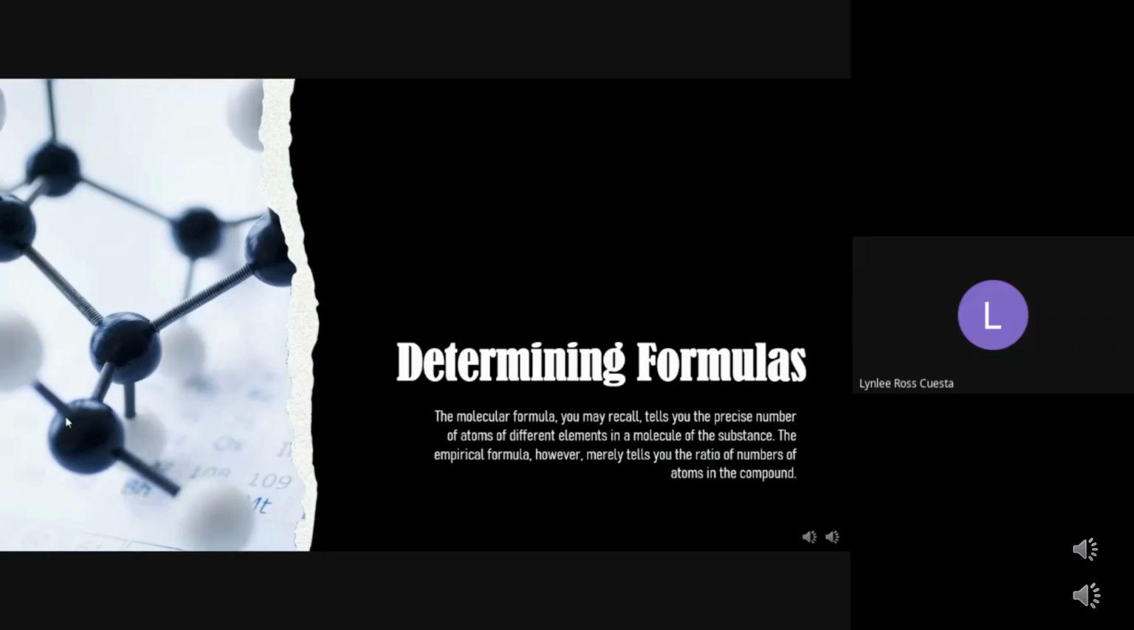For most ionic substances, the empirical formula is the formula of the compound. However, this is not often the case for the molecular substances. As you may recall, the molecular formula tells you the precise number of atoms of different elements in a molecule of a substance, while empirical formula merely tells you the ratio of numbers of atoms in a compound.